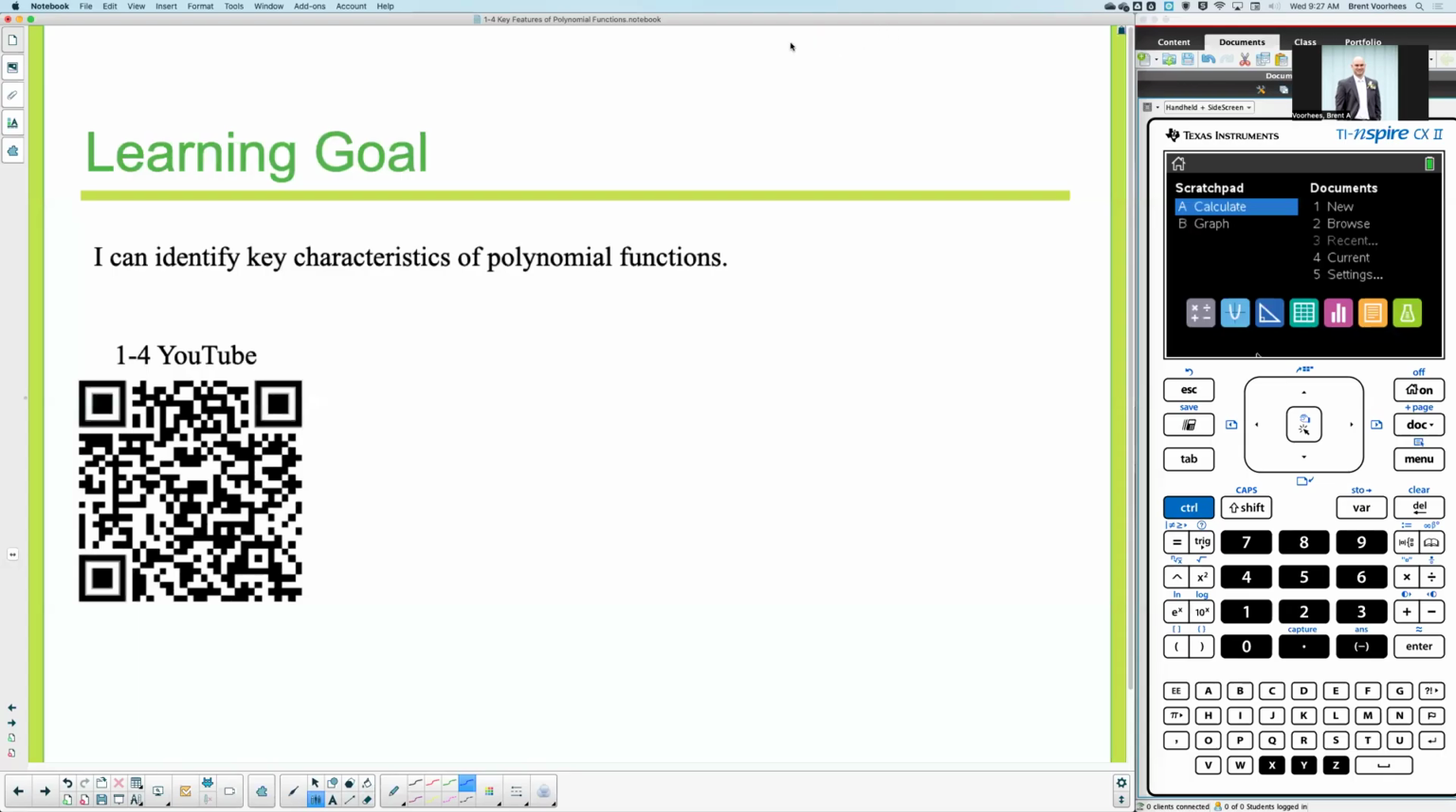All right, lesson 1-4. Today we're going to look at identifying key characteristics of polynomial functions. A polynomial function means that there are going to be multiple terms. As an example, y equals x squared plus 7 has two separate terms. Here's another, y equals negative 5x cubed plus 2x minus 2. That right there is another polynomial.